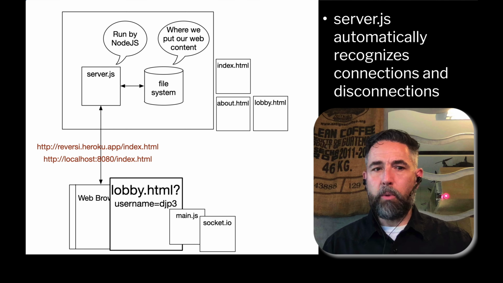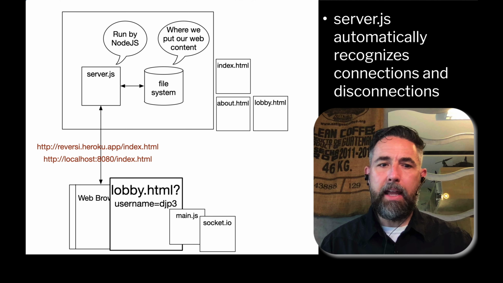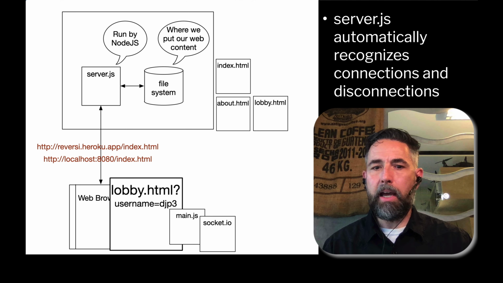So just visually, here's what we've got. We've got our website client down at the bottom in a page called lobby.html, loading up main.js and loading up socket.io. When we initialize socket.io, we're going to make a socket connection to server.js, and server.js is going to automatically recognize connections, and if our web page disconnects, also disconnects. Those aren't messages that need to be explicitly sent. Those are ones that are set up by the socket layer.